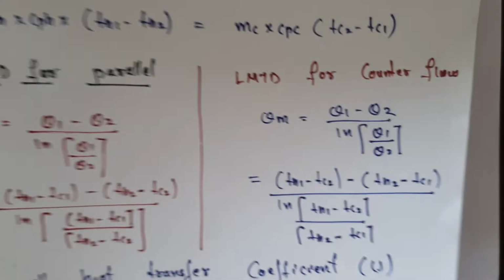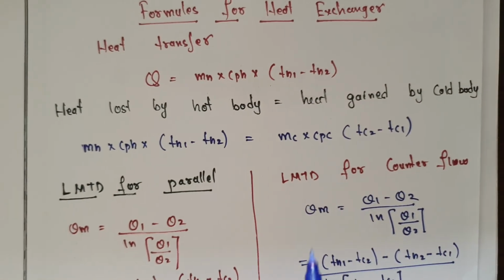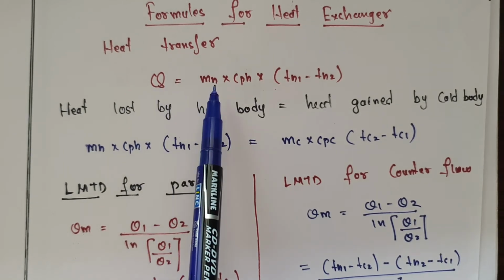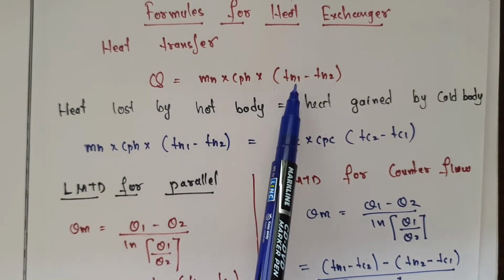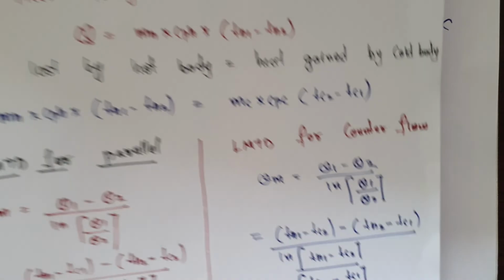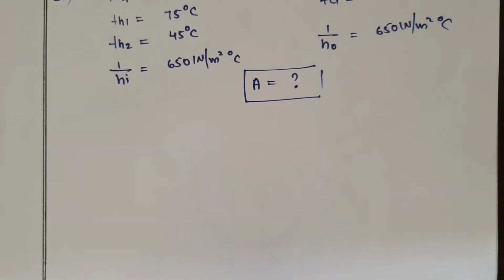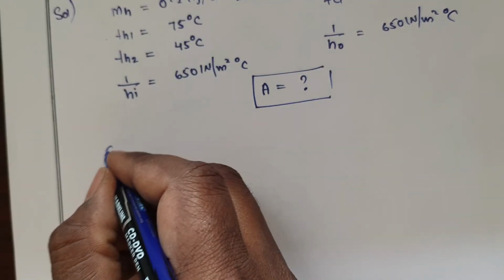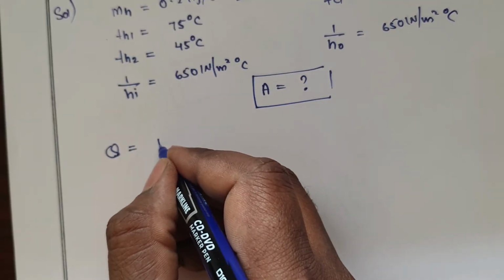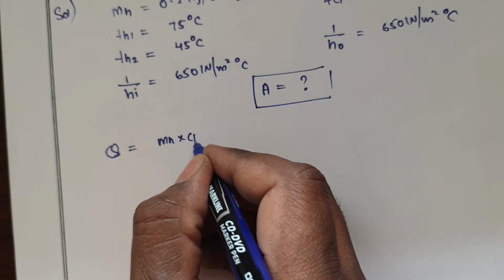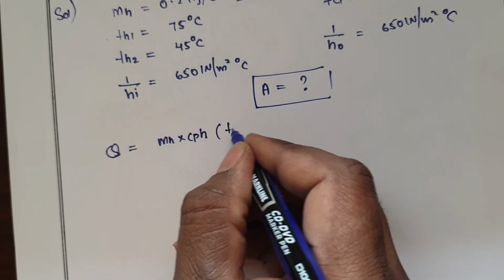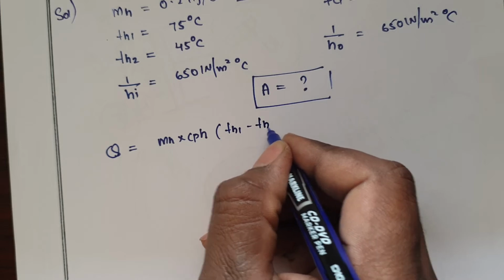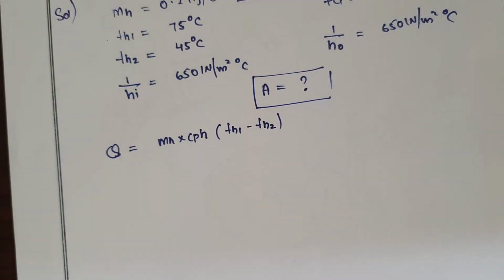Here I give the formula. What is the first formula? Q is equal to mH CPH into TH1 minus TH2. So first you have to write that one: Q is equal to mH, CPH, and TH1 minus TH2. This is the formula for heat transfer.